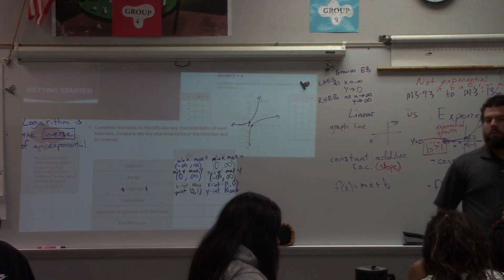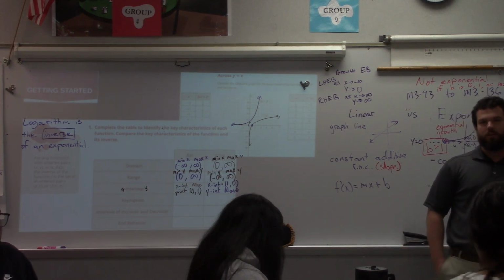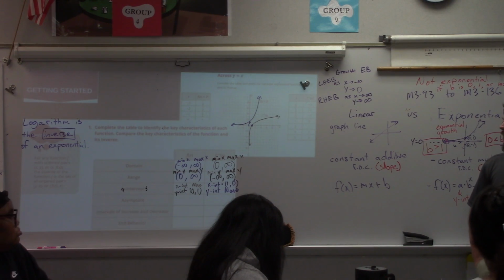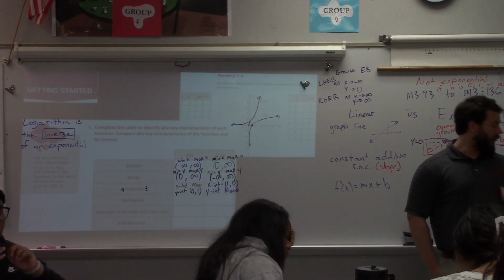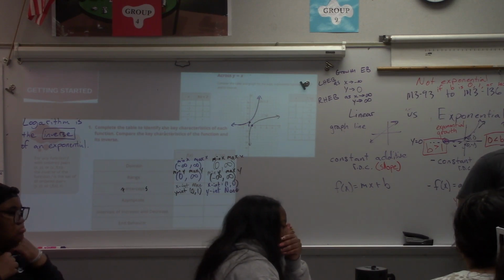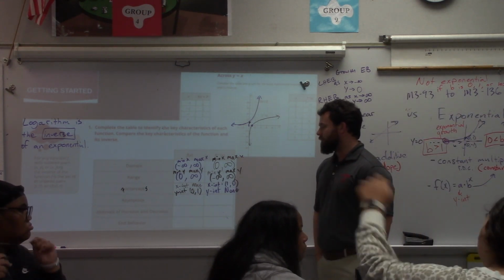Again, the graphs can change based on what are called transformations. You can't memorize all these things. But if you understand what we mean by x-intercept and y-intercept, domain and range, and how those inverse things transpose, the rest of this becomes pretty straightforward.